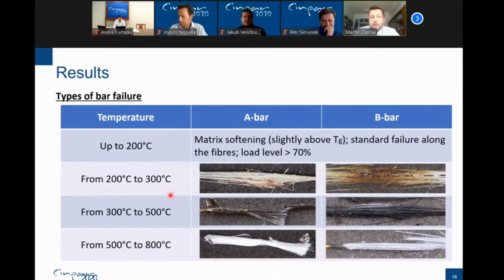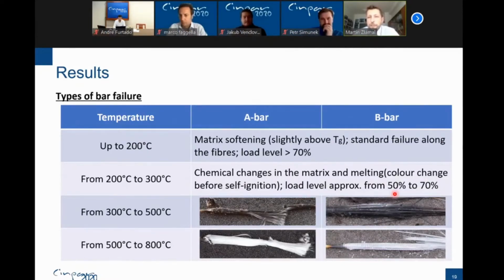From 200 to 300 degrees Celsius, the behavior will slightly change, and you may observe the change of the color, namely the change of the color of the matrix. The matrix now is very close to self-ignition. The melting of the matrix continues during the increasing of the temperature, and the chemical change starts in the matrix. Load level is approximately from 50 to 70% of the tensile strength.